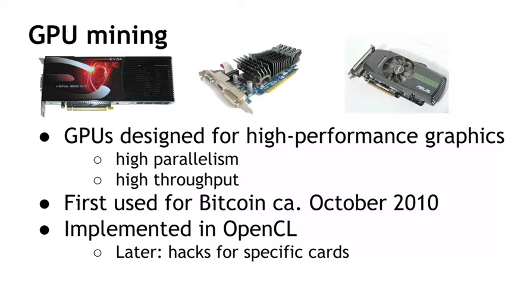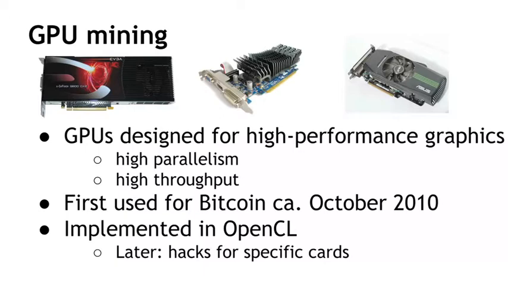Almost every computer now has a GPU built in for high performance graphics. They're designed to have high parallelism, which does help with Bitcoin mining because you can parallelize and compute multiple hashes at the same time for different nonces that you want to try. And they're also designed for high throughput, so there's a highly pipelined design in graphics cards.